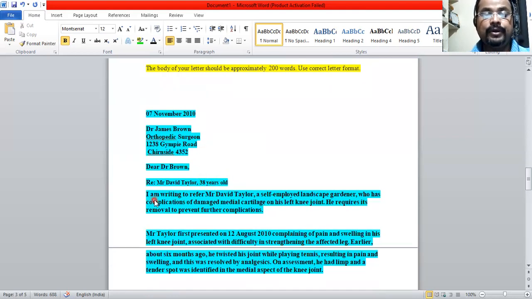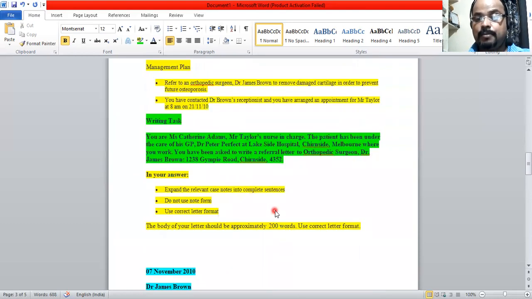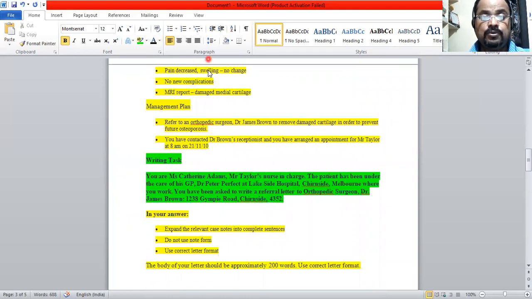Now I am going to write something here. I am writing to refer Mr. David Taylor, a self-employed landscape gardener who has been complications of damaged medial cartilage on his left knee joint. Instead of starting like this, I'm making a small change here, because you have been asked to write a letter, maybe by your GP. So it was an ordered letter, and let us change the phrase to be more precise.